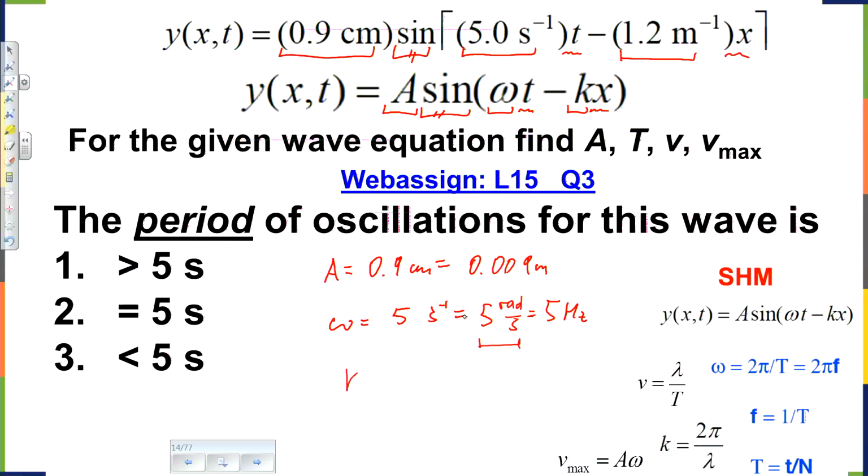And for k, we should write 1.2. Again, a meter to the negative first, 1.2, 1 over a meter, and that's it. We don't have any special name for wave number. Now, but the question is about period, and a period and angular frequency are related.